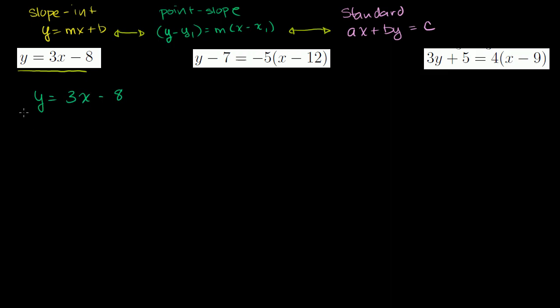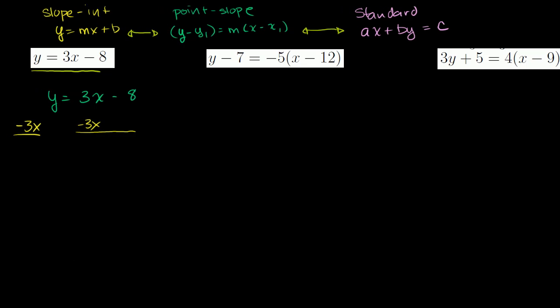Let's subtract 3x from both sides of the equation. So if you subtract 3x from both sides, what do the left and right-hand sides of the equation become? The left-hand side becomes negative 3x plus y being equal to, the 3x and the negative 3x cancel out, being equal to -8. And we're done. That's standard form. Standard form right there.